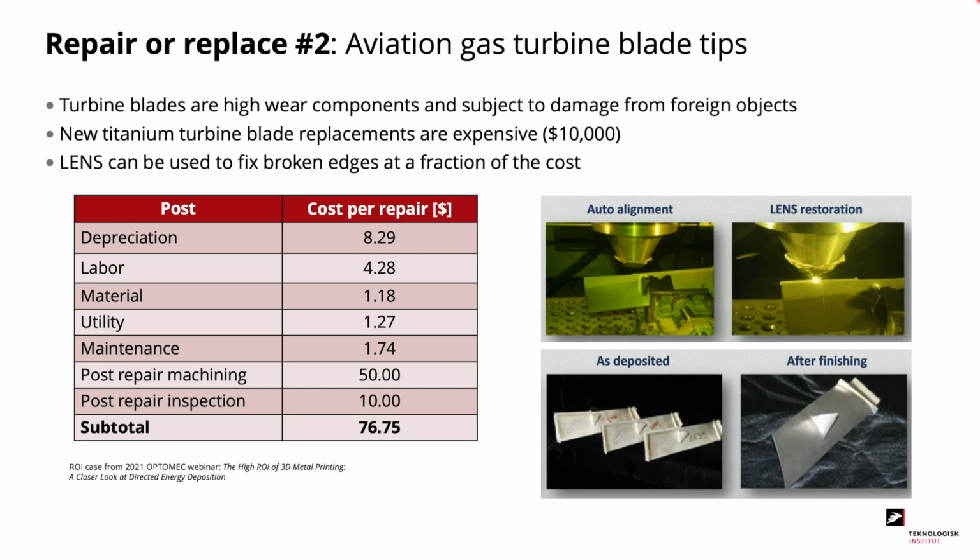The second example of repairing or replacing is looking at aviation gas turbine blade tips. Turbine blades are high wear components and they are subject to damage from foreign objects. New titanium turbine blades are very expensive. They can cost all the way up to $10,000. Using the LENS technology to fix broken edges instead can be performed at a fraction of the cost.